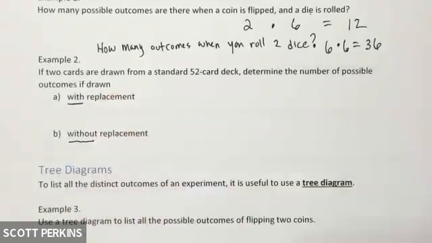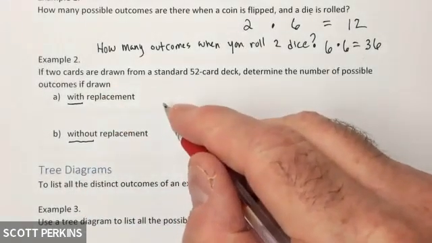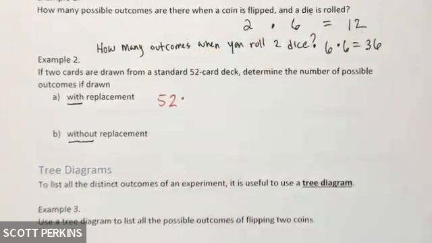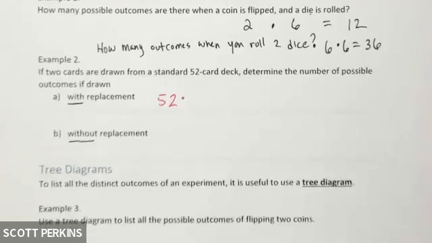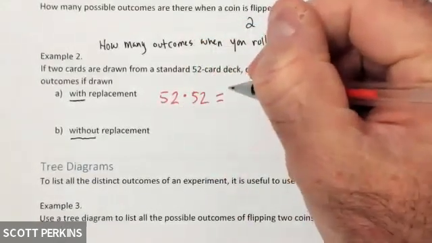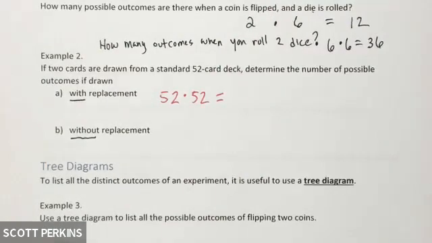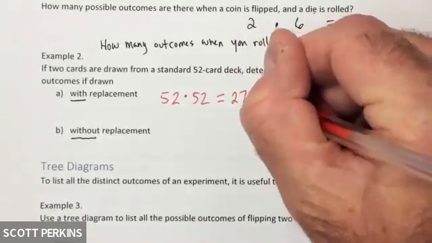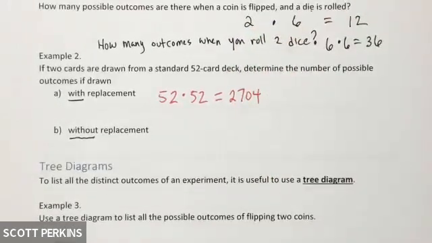Okay, so with replacement, how many cards are eligible to be drawn the first time I draw? 52. Times, I pull the card out, I look at it, it is whatever it is, then I put it back. How many cards are eligible to be drawn the second time? 52. So that means when I draw 2 cards from a deck of 52 cards, and I do that with replacement, then there are 52 times 52, that is 2,704 possible combinations of cards that you could draw.